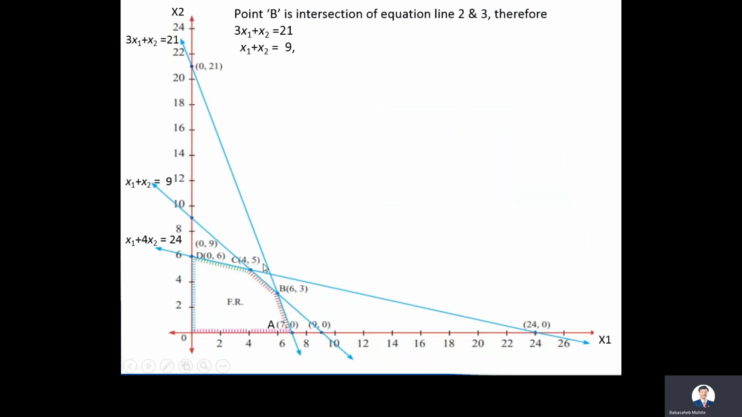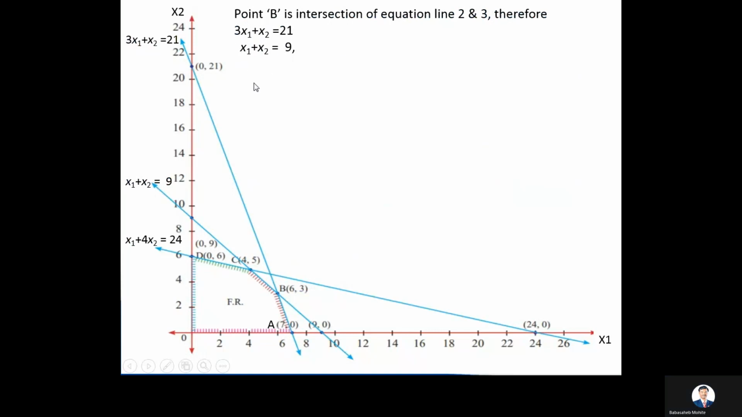So how to identify the value of B? Point B is the intersection of the lines of equations 2 and 3. This line is x1 plus x2 is equal to 9, my equation number 3. And 3x1 plus x2 is equal to 21 is my equation number 2. This point is the intersection of these two lines, so we have to solve these expressions. I have to identify the values of x1 and x2 here. For that purpose, I have to cancel either x1 or x2.